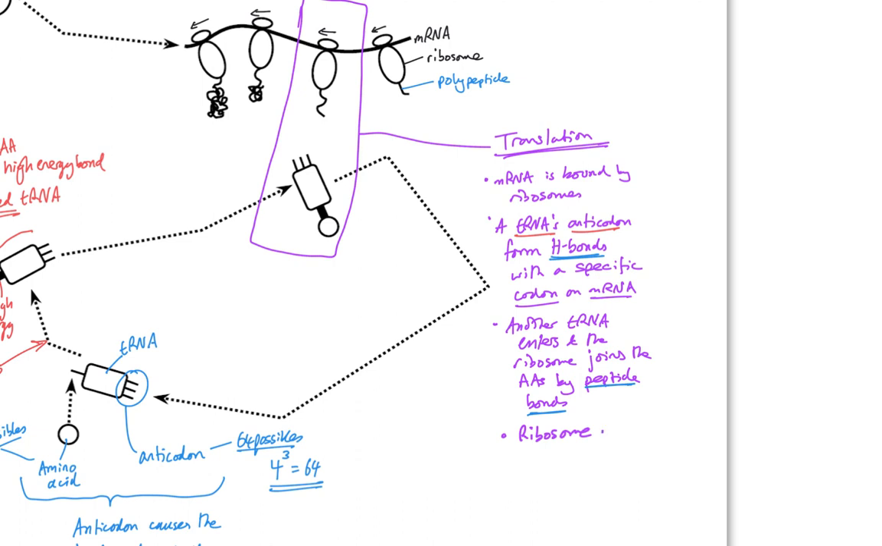The ribosome moves or advances one codon. Therefore, it's a non-overlapping code. And the process repeats of tRNAs coming in, leaving, peptide bond formation, and then the polypeptide is released.